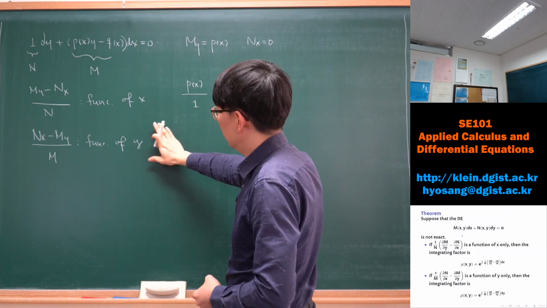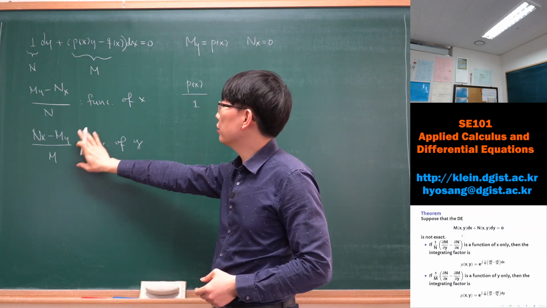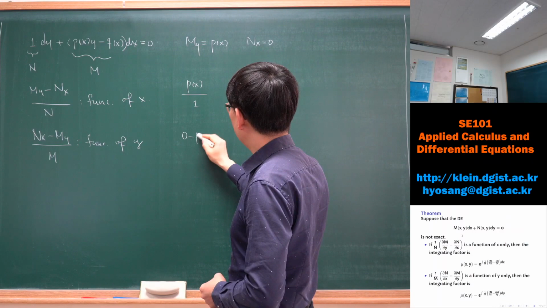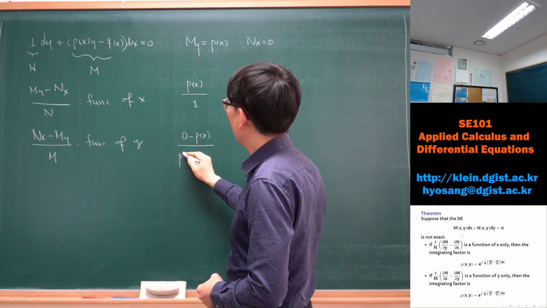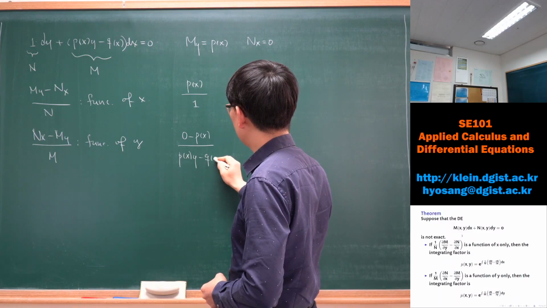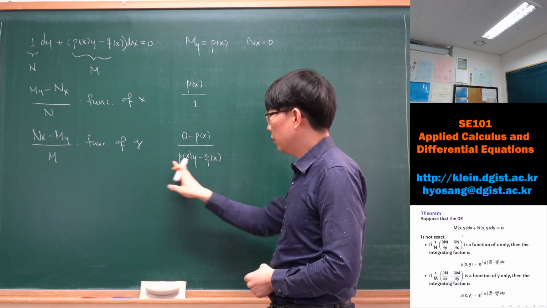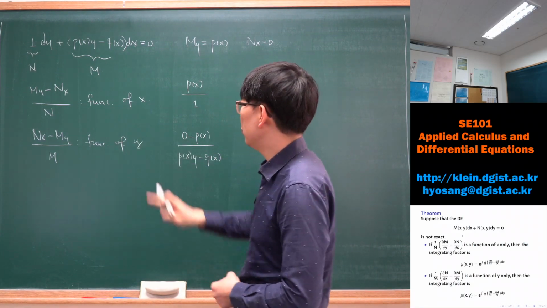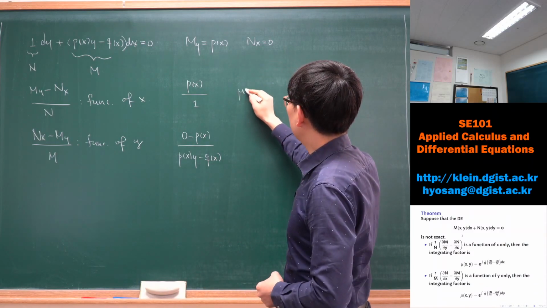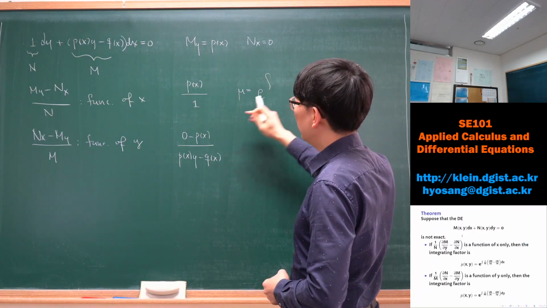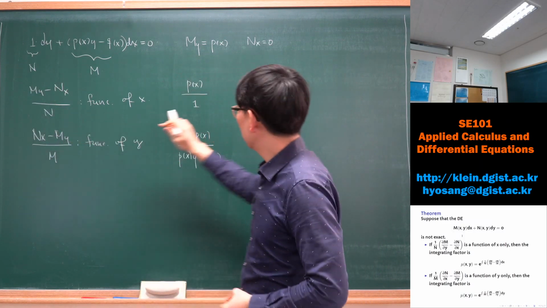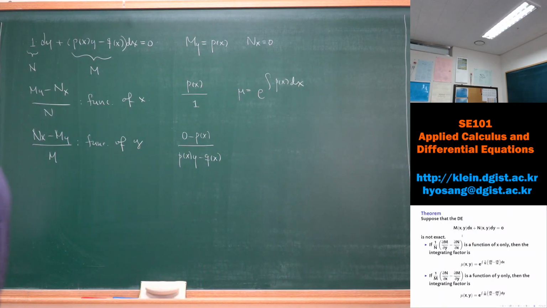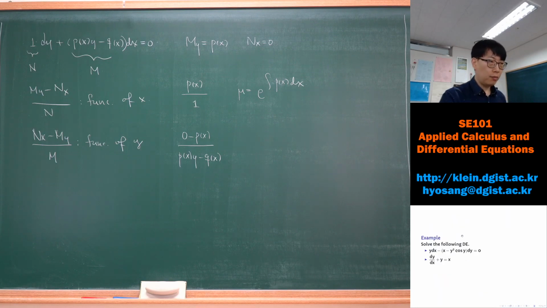How about the other one? Just for your information, let's check this case. This is 0 minus p(x) over p(x)y minus q(x). Now there is x and y, so this is not a function of y only. So this is not the case. So we choose the first case. And in this case, our integrating factor is e to the integral of this fraction, which is p(x). So that's why we had an integrating factor in the theorem.